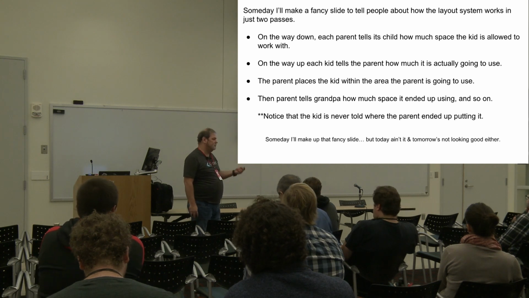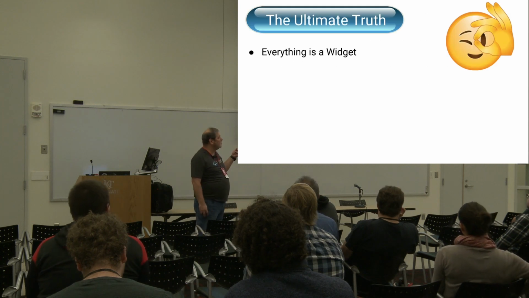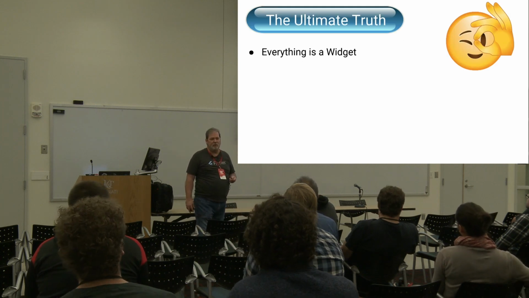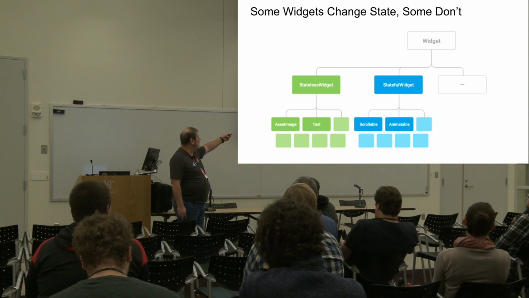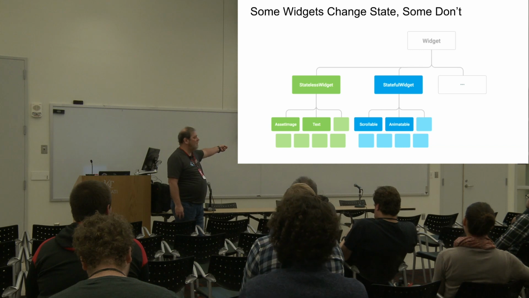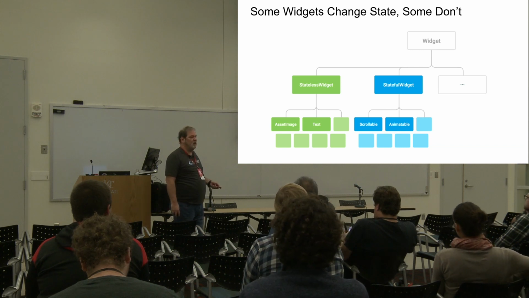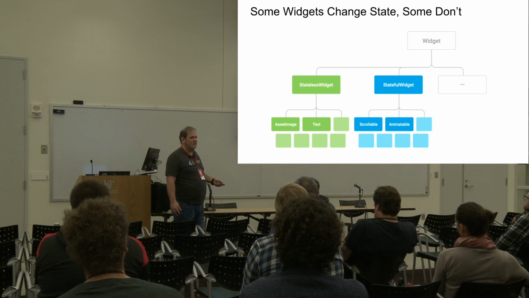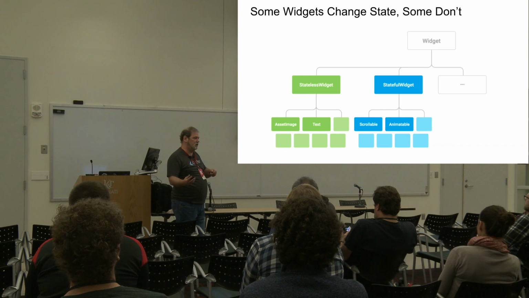And someday I'll make it. No, not today. Okay, the ultimate truth. Everything is a widget. Some of them change, some of them don't. Widgets that don't have state. An asset image. If you load an image for a header on your app, it's never going to change. Okay, if it is going to change, then you'll determine it in a different way and you'll create another asset image. You're not going to reuse the same one.